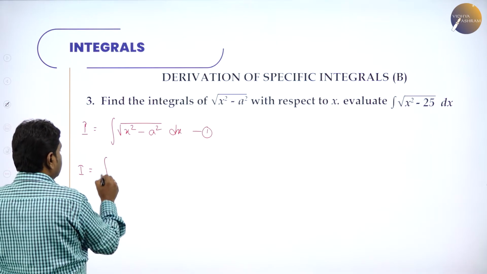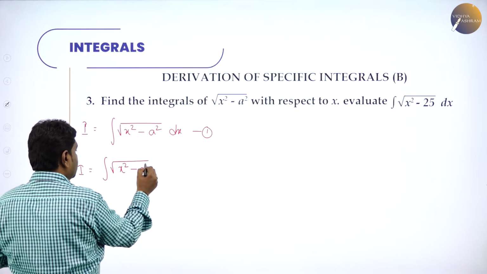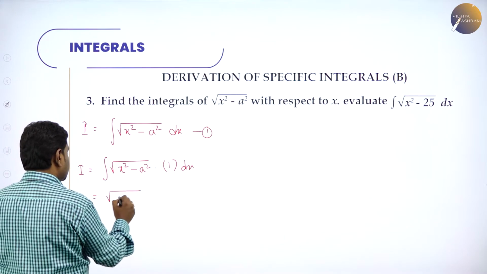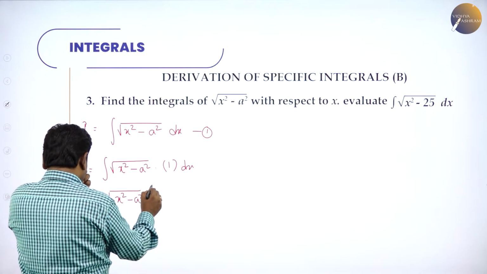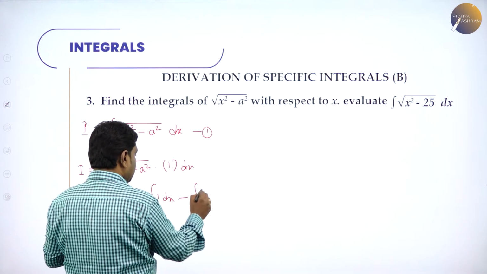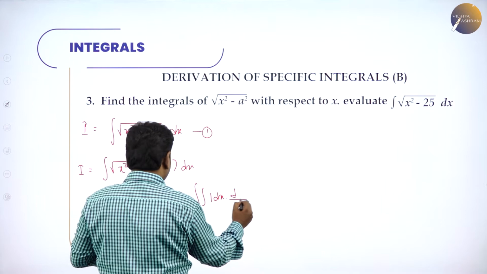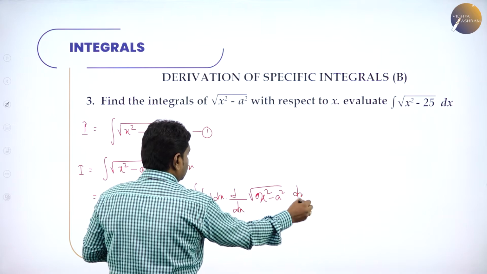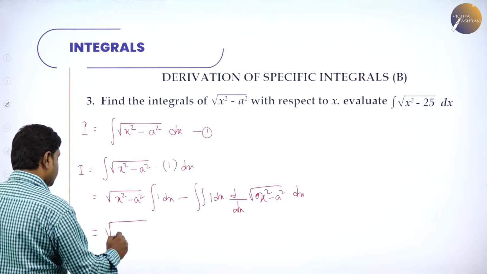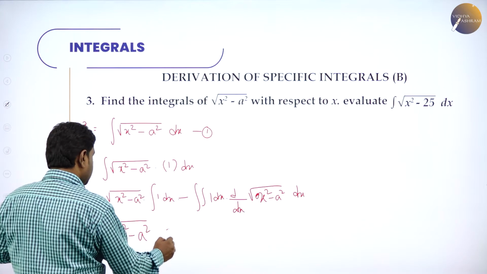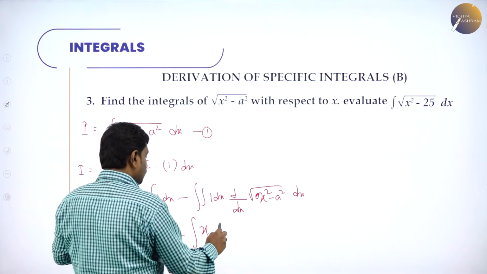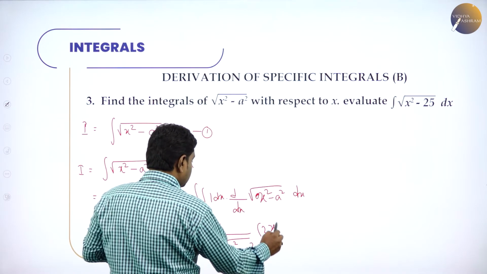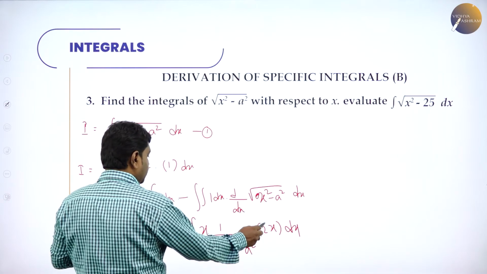So by parts, the integral of root of x square minus a square into 1 dx I can write, and if you apply parts, first function root of x square minus a square into the integration of 1 dx, minus the integral of 1 dx into the derivative of root of x square minus a square dx. So further that will become root of x square minus a square, integral of 1 is x, minus the integral of x into 1 by 2 times root of x square minus a square into the derivative of x square, which is 2x with respect to x. So now 2 and 2 I can cancel.